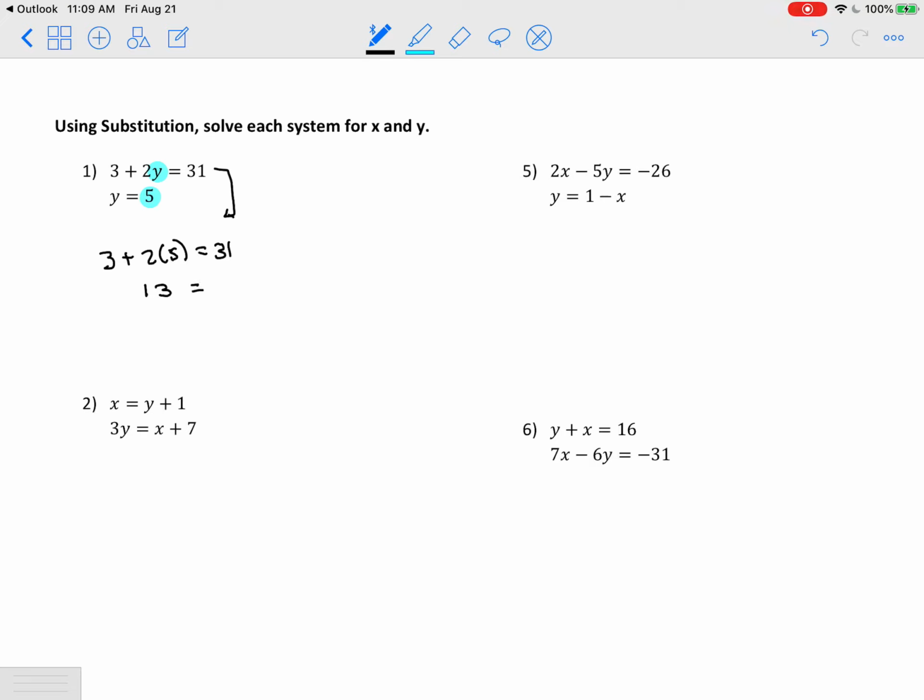So something very odd happened here. You guys can see that our variable completely went away, and we're actually left with this statement that is simply not true. Okay, so when you're solving by substitution, if your variable disappears, then you know that this is a no solution. It just doesn't work. It means that these lines never crossed at all.